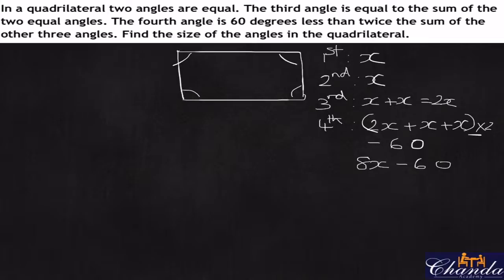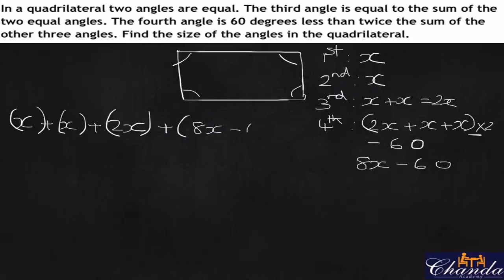Now guys, what do we know about quadrilaterals? The four angles in a quadrilateral add to give us 360 degrees. So basically what we're saying is the first, second, third, and fourth angle need to add together to give us 360 degrees. So we have x plus 2x plus, and we can put these in brackets if you like, just so we know we're isolating them, plus 8x minus 60 is equal to 360.